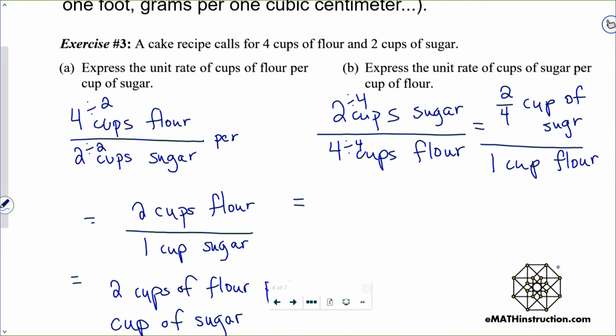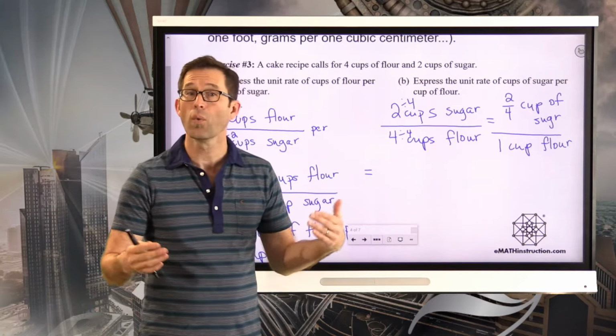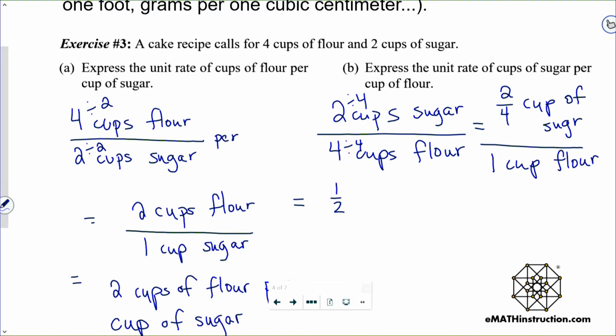And as we all should feel very comfortable with, 2/4 is equivalent to 1/2, right? So I'm now going to get 1/2 cup of sugar per cup of flour.